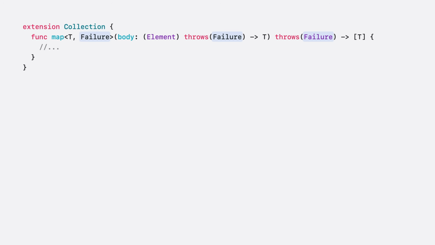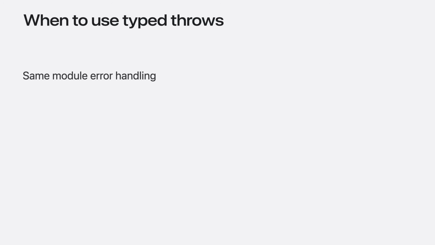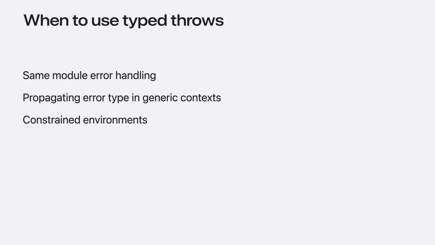Since typed throws specifies the failure type in the API contract, it constrains the evolution of the API. If you want to maintain the flexibility to change the thrown error type, continue using untyped throws. Use typed throws when working with internal functions or functions that propagate the error from their arguments, or when working in constrained environments where untyped throws are cost prohibitive.